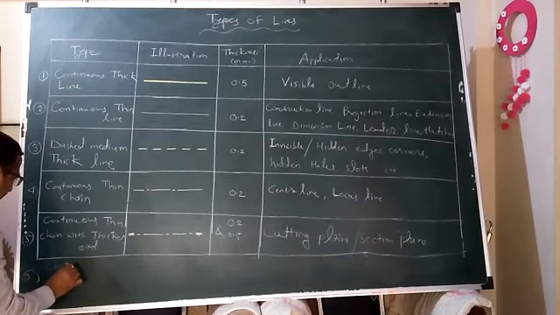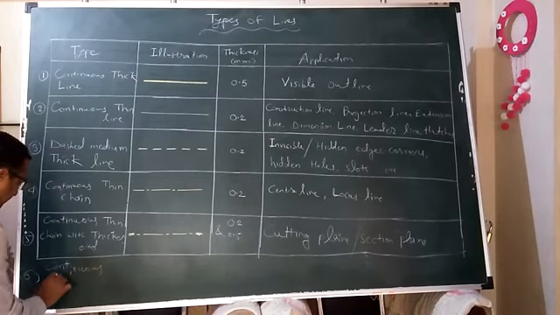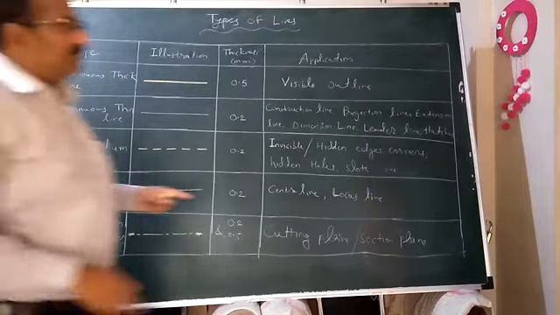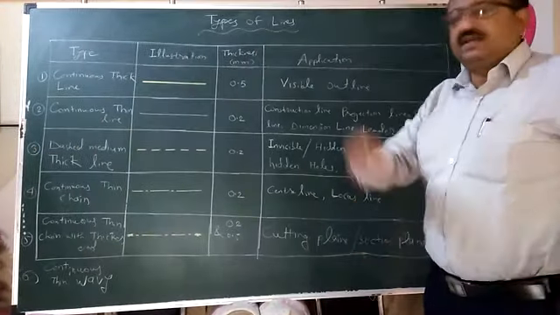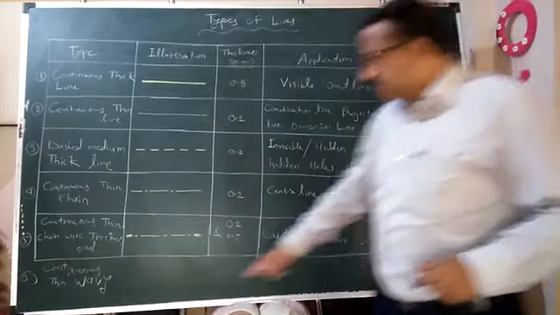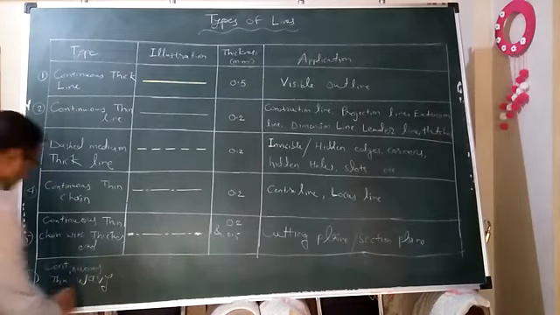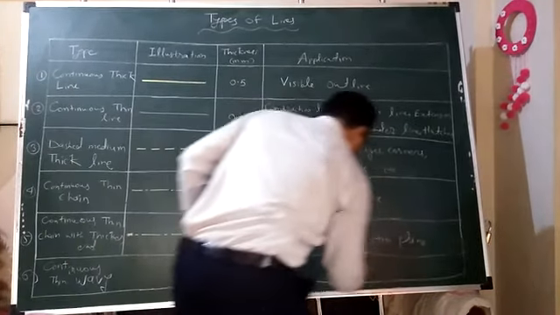continuous thin wavy wave. In Marathi we call it taranga. Wave, lat. In Marathi we say it as lat, taranga. That is continuous thin wave, wavy. Okay. So how to illustrate that line?